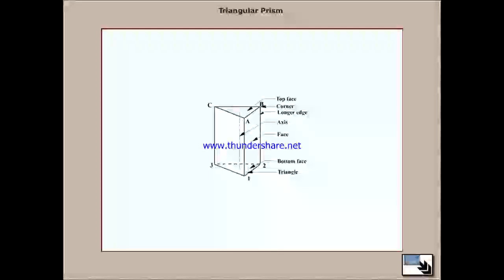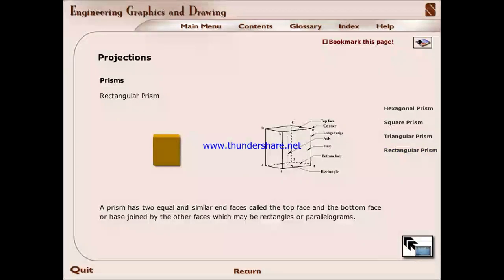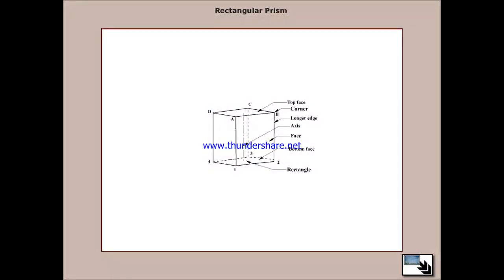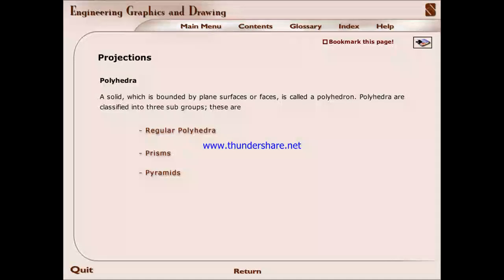Observe. Now rectangular prism. Same way we will define it, just you observe. Now next, pyramids.